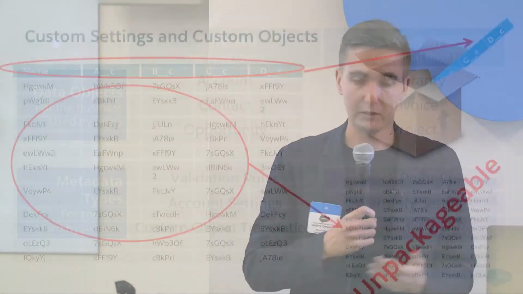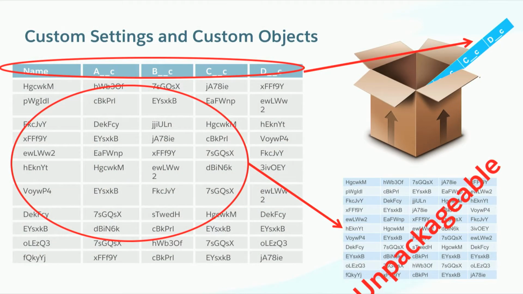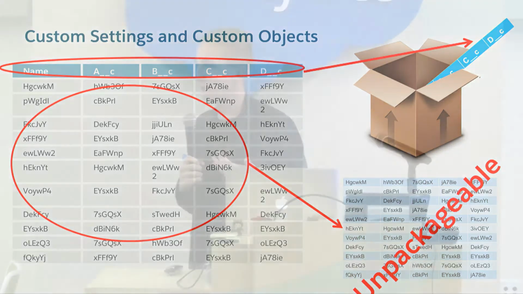And you might be asking, well, aren't we already doing it with custom settings and custom objects? Don't we have enough ideas on the Idea Exchange? Why are you reinventing something and introducing a new type? We have address fields that haven't been addressed for 9 years.